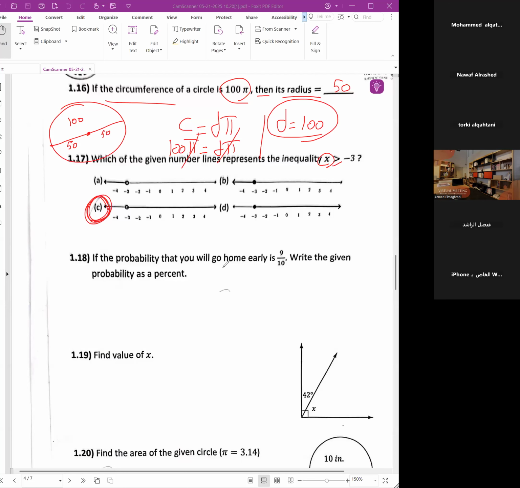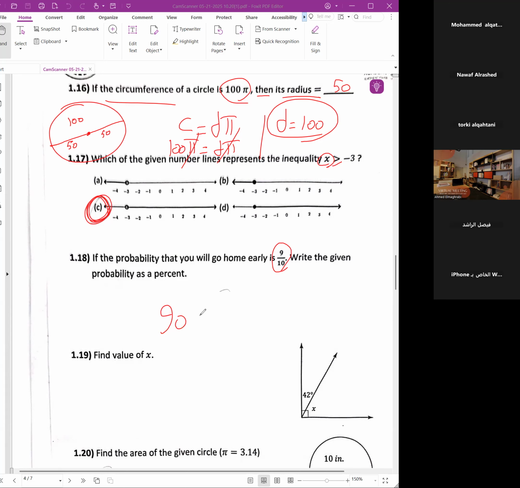Okay, if the probability that you will go home early is 9 out of 10, what's the probability as a percent? 9 out of 10. Write your answers. Quick. Excellent, Turkey. Abdullah, perfect. Zaid, perfect. Nawaf, perfect. Muaz, perfect. Khamis, okay. Muhammad Qatari, excellent.